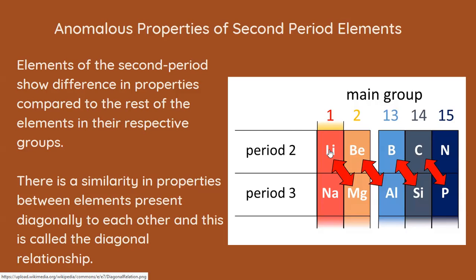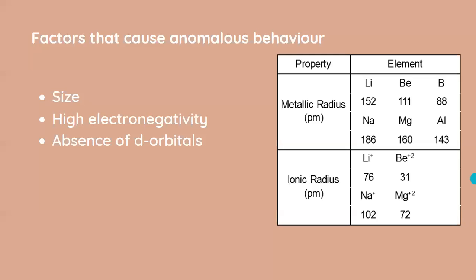So the elements in the second period of the periodic table show similarity to the element which is diagonal to them. For example, lithium shows similarity in properties with magnesium, beryllium with aluminium, boron with silicon, carbon, and phosphorus. And this, in turn, is because of three reasons.